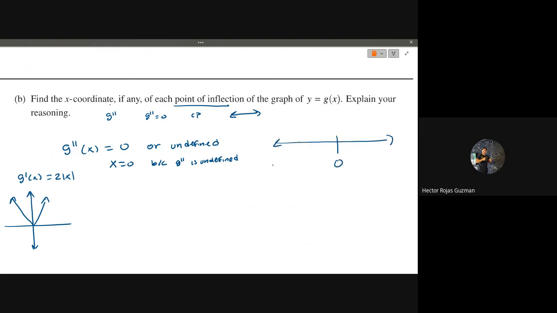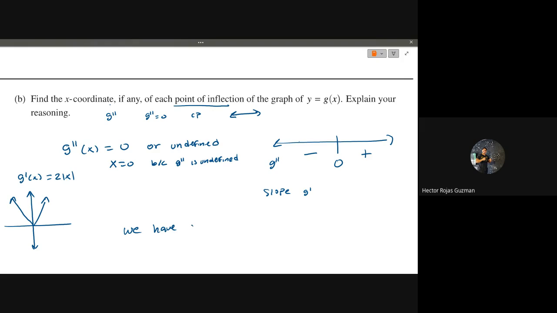Well, technically, you don't even have to do the number line because the graph is a better number line. A number line just gives you signs. An actual graph tells you what's happening. On the left-hand side, the slope of g prime is negative. On the right side of 0, it's positive. So yeah, it's a point of inflection.